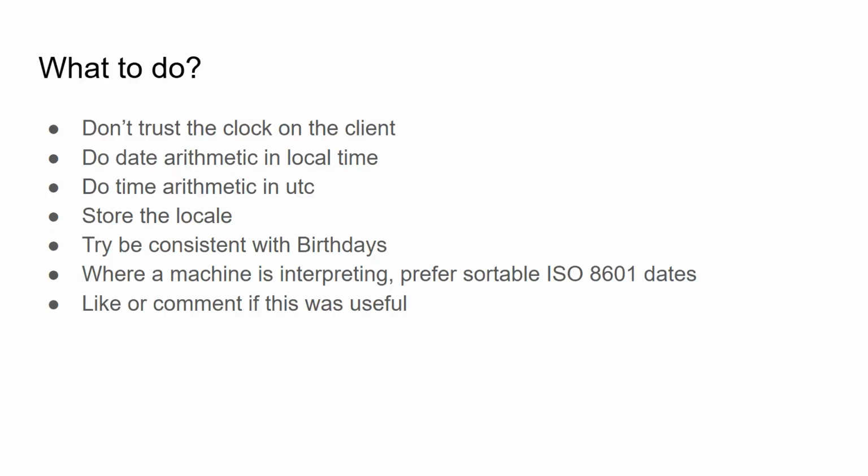So what to do with all of this mess then? Well, I think don't trust the clock on the client. If there's anything you can do about centralizing decisions about when times occur, then that is your best option. If you're going to do date arithmetic, do it in local time. If you're going to do time arithmetic, do it in UTC. Store the locale if you have it available, and try to be consistent with birthdays. And then when a machine is interpreting a date, I think your best choice of format is ISO 8601.